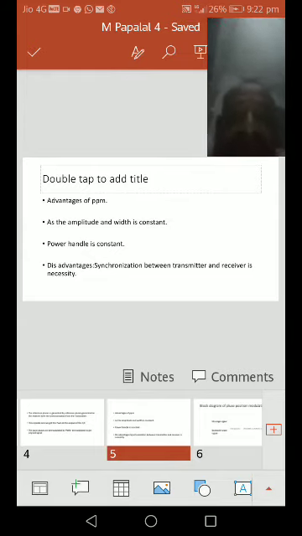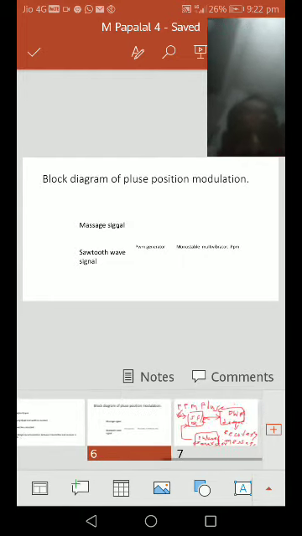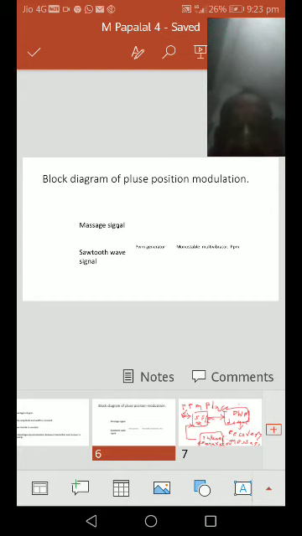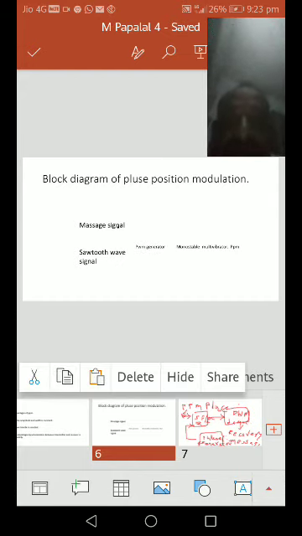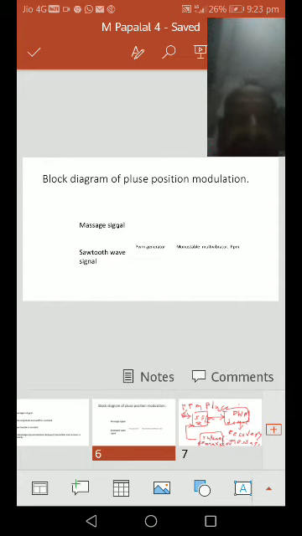We have to maintain synchronization between the transmitter and the receiver. In the block diagram, the message signal and sawtooth are given to the comparator. The sawtooth is a linear, continuous voltage, and we compare against it. If the input is greater, we get a positive pulse, otherwise a negative pulse. Then the monostable multivibrator gives the pulse position.